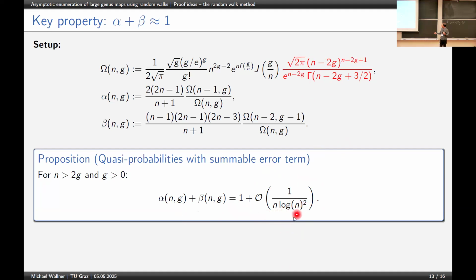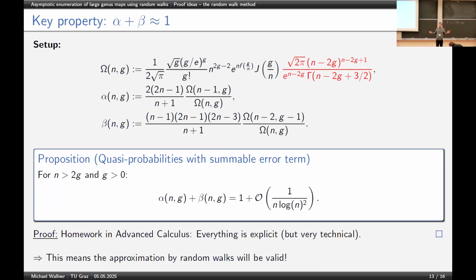And this is coming from the log n squared, okay? So, and this thing here looks quite innocent, but that's the key result here to make everything work. And everything is completely explicit. So how do you prove it? What I've shown you, you could do it now. I wouldn't do it on a piece of paper. It's quite technical.